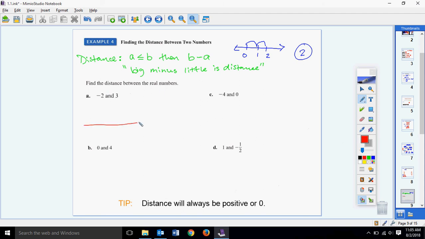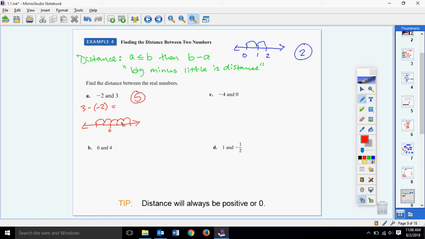We have -2 and 3. Well, you can do it the old-fashioned way, and you could do a number line. Here's 0, -1, -2, 1, 2, 3, and they're going to be 1, 2, 3, 4, 5 units apart. You could do it that way. Or you could take the bigger number, 3, minus the smaller number, -2, and see what that is. So we have 3 minus a -2.